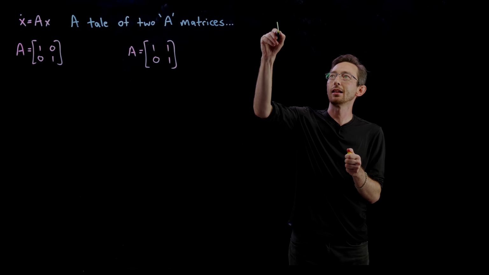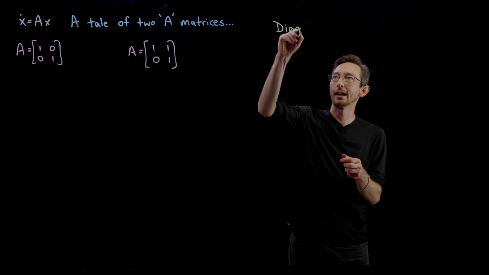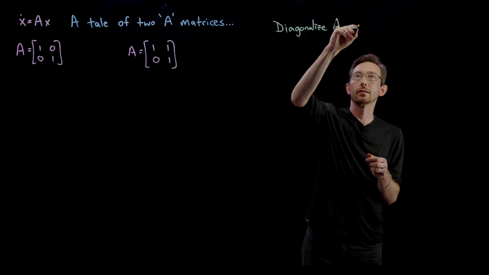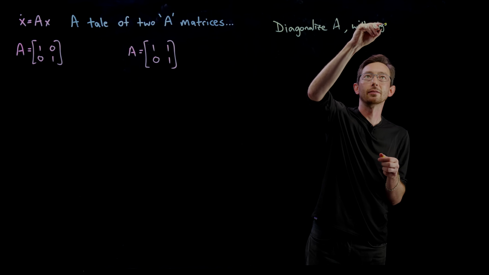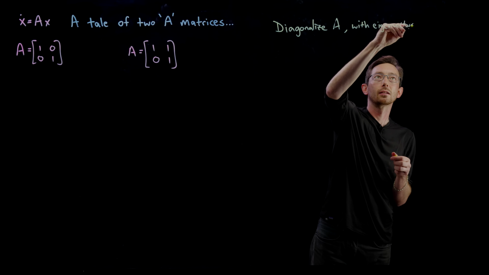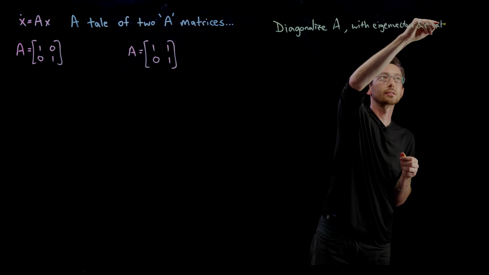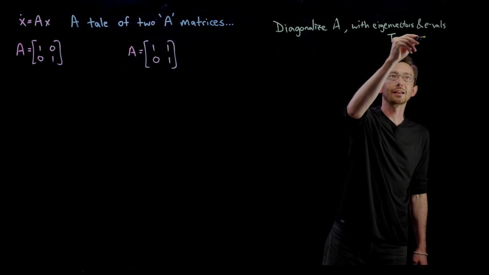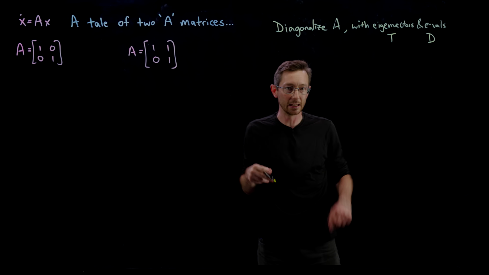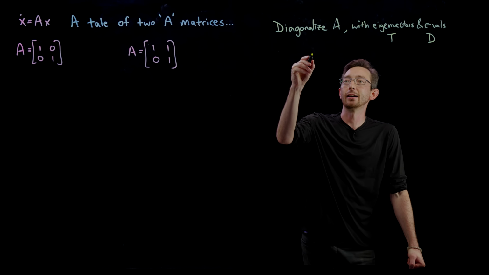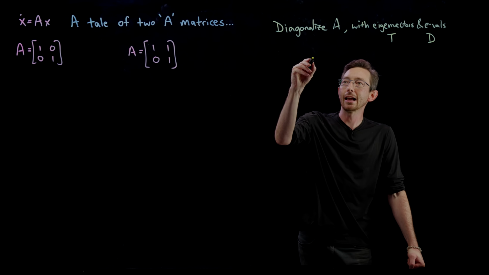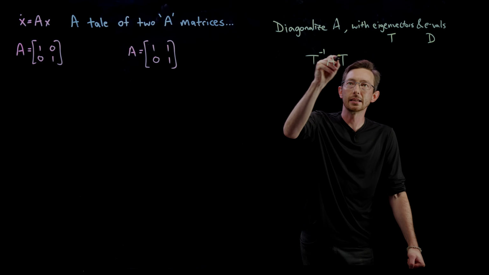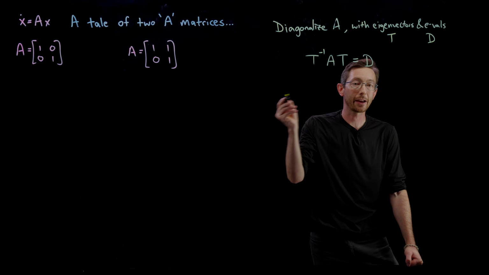Okay, and in the other cases I've shown you in the past, there is this idea that you can diagonalize A with eigenvectors and eigenvalues. Specifically, my eigenvectors come in a matrix T, and my eigenvalues come in a diagonal matrix D. And if I have these eigenvectors and eigenvalues, then I can take T inverse A T, and that's going to equal this diagonal matrix.